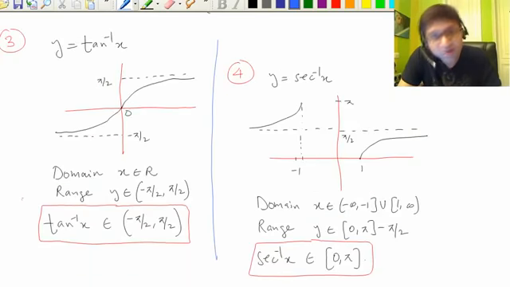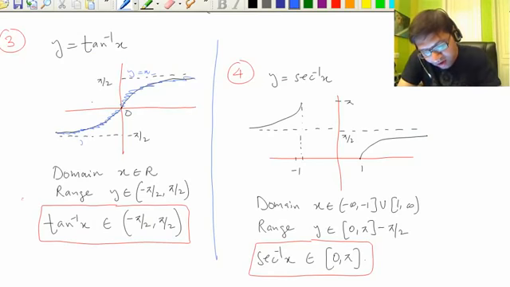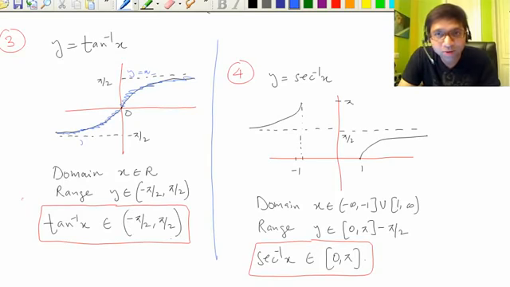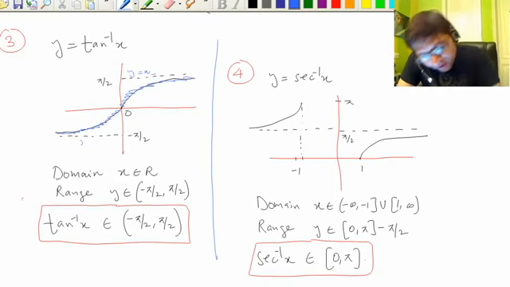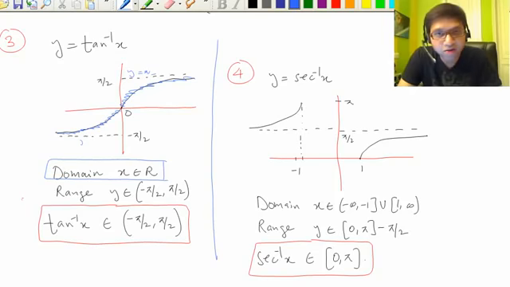Now similarly we have tan inverse x. This is the shape of tan inverse x. We have two asymptotes: y equal to pi by 2 is an asymptote, and y equal to minus pi by 2 is an asymptote. This is the graph of tan inverse x. The principal value branch is between minus pi by 2 and pi by 2, but not taking the endpoints. In the domain, you can see the difference: the domain of tan inverse x is x belongs to R. For every value of x, tan inverse x exists.